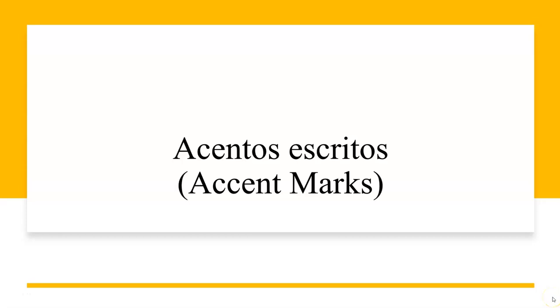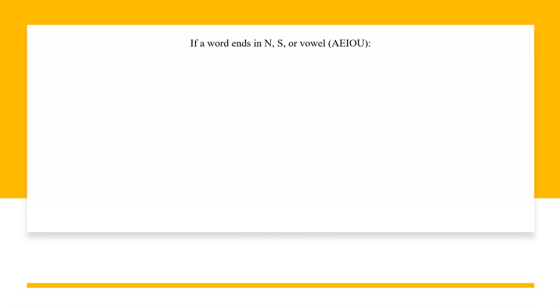Okay, we're going to talk about acentos escritos, why they have them in Spanish and where they go. So if a word ends in an N, S, or vowel, a, e, i, o, u, the emphasis, not the accent mark, but just the loudest part of the word, is going to be on the second to last syllable. Okay, for example, hablo. Notice it's on the second to last syllable, so it's going to be on the a, hablo.